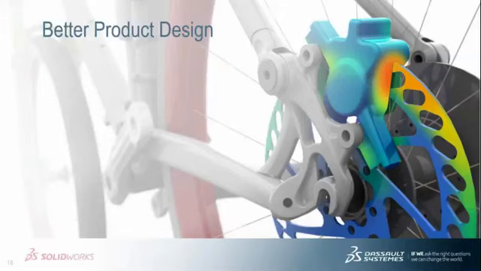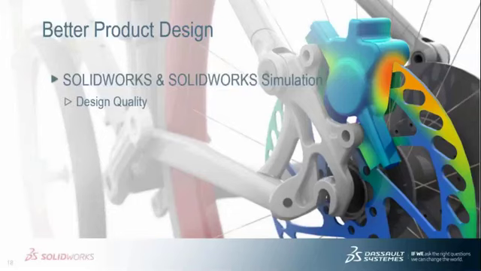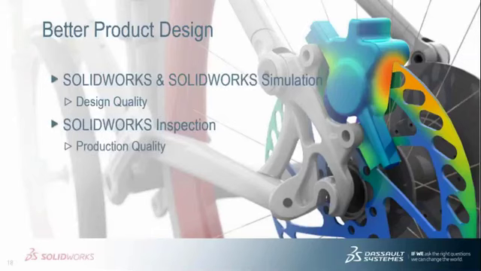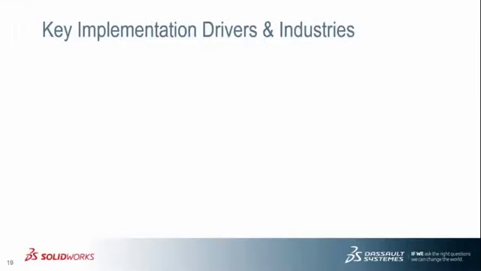Now, out of all that information, it's also important to identify what gaps SolidWorks Inspection fills. Products such as core SolidWorks and even SolidWorks Simulation are really focused on design quality, whereas SolidWorks Inspection is targeted specifically at production quality. And there's a big difference. Now let's discuss what SolidWorks Inspection can do to make your process more effective.